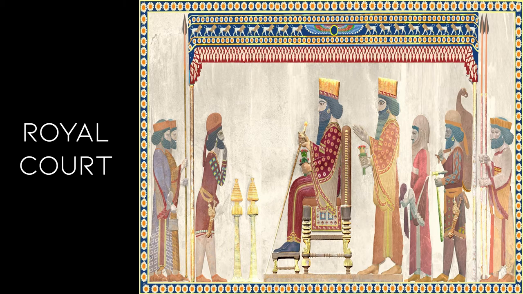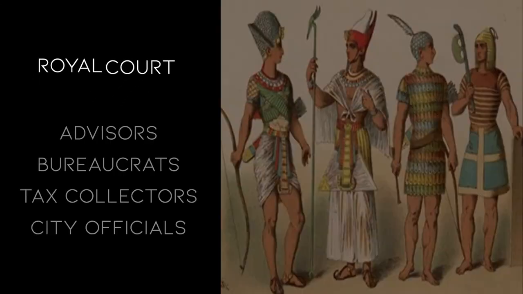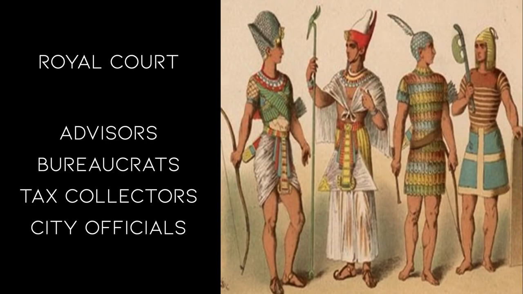But these were the royal court, and they provided him with military advice, foreign advisors. They helped the king run the business of the kingdom. Part of that was also just, again, bureaucrats. It takes people to make a city function. I mean, think about what has to make your city work every day.